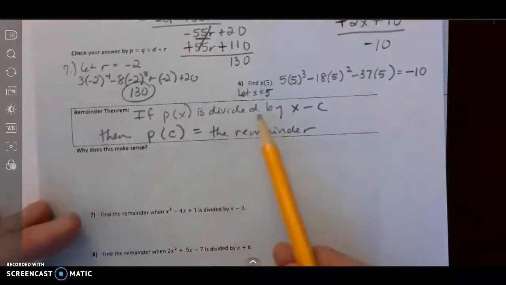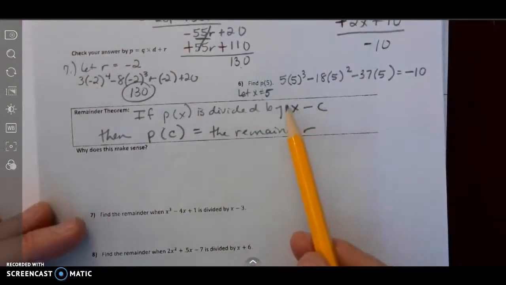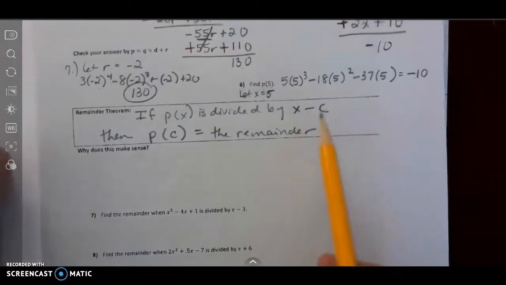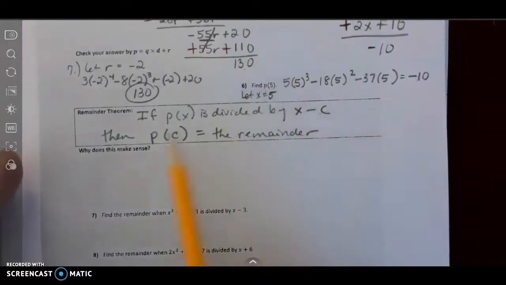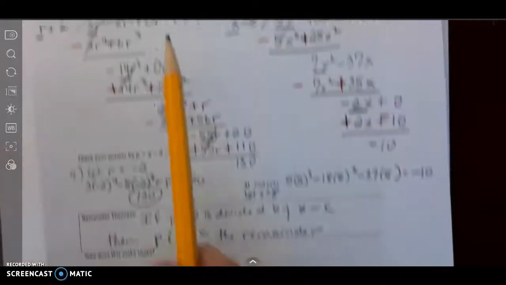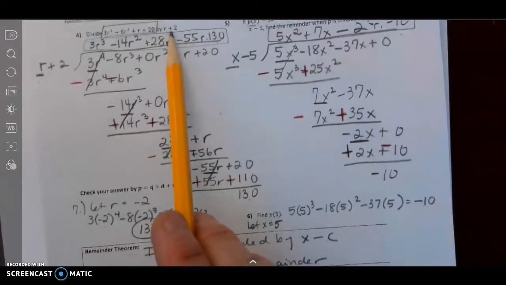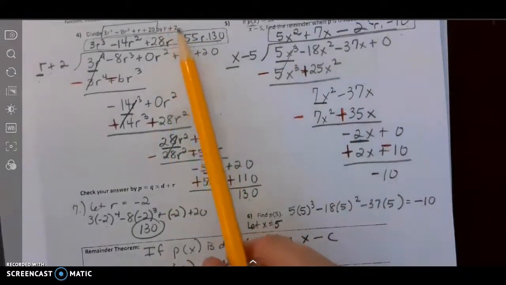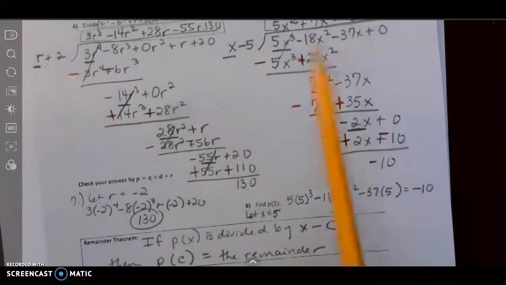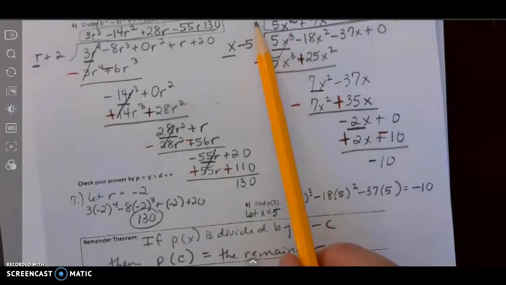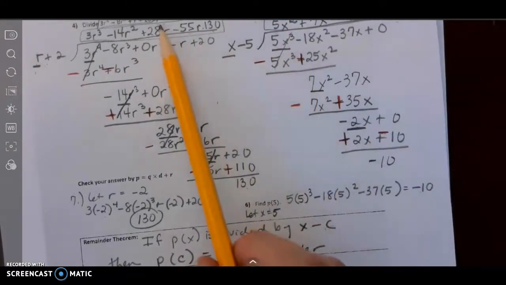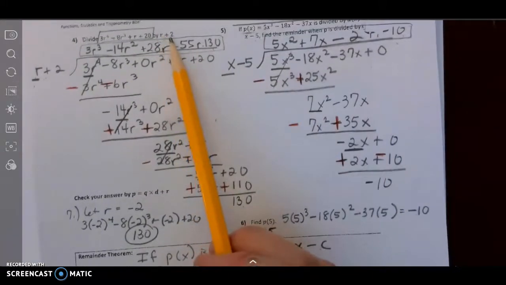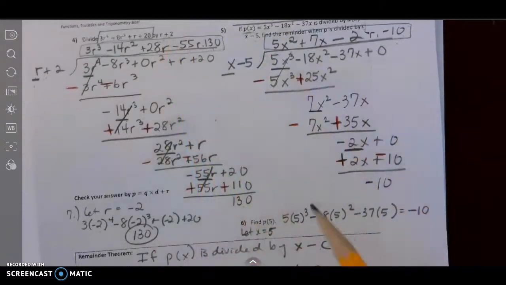Now this only works if it's divided by x minus c, not 2x or x squared. It has to just be x minus c, and you just put c in. That's why for r plus 2, we put in a negative 2. It's kind of like take the 0 of the divisor. Up here we would divide it by x minus 5, so we put in a 5. We divide by r plus 2, we put a negative 2 in.